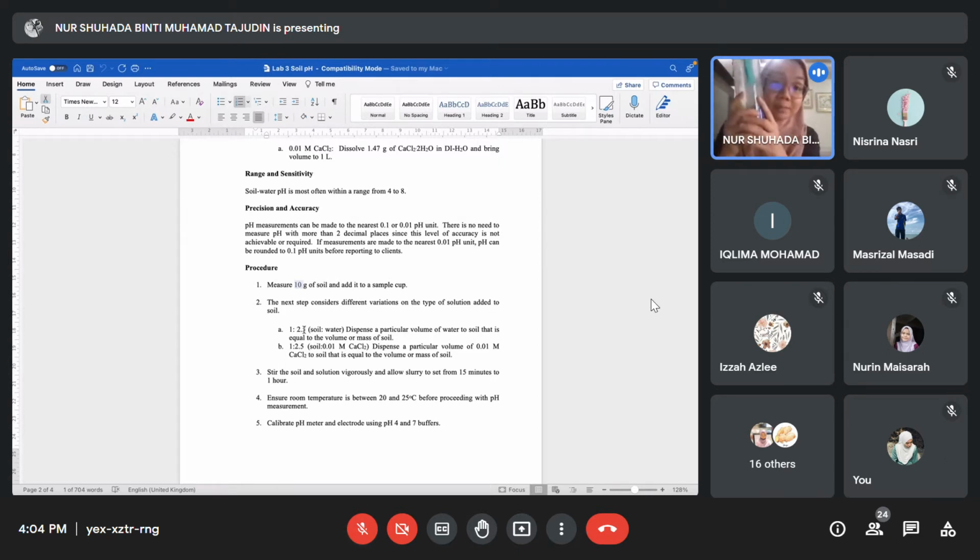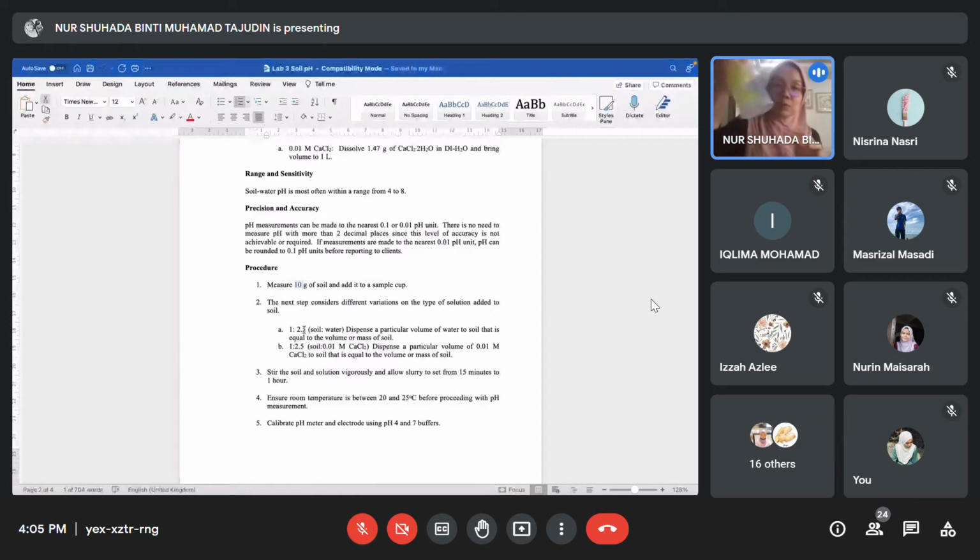Because we want that calcium. As I said, there are two types of soil acidity: one is in the soil solution, and one is at the exchangeable side. So when you use only water, you only determine the pH in the soil solution. But if you use calcium, calcium will displace the H plus at the exchange site of the soil, pushing the H plus out from the soil CEC site into the soil solution.